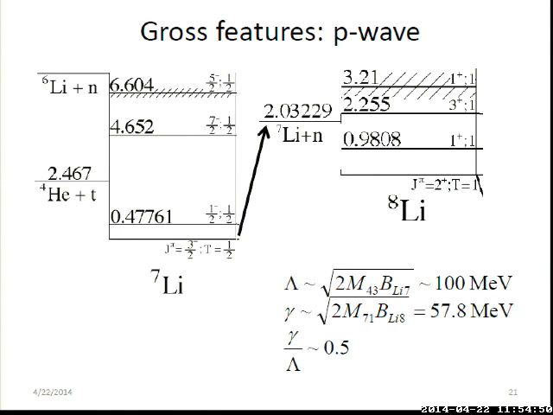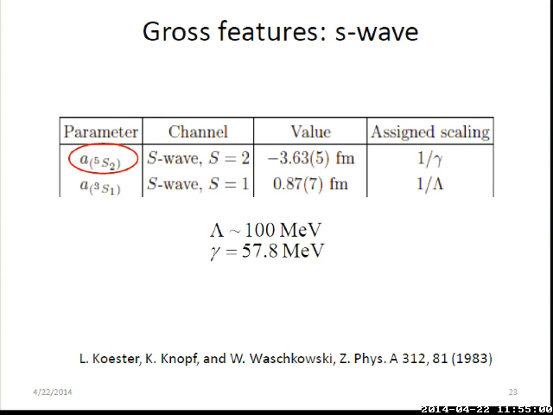So the characteristic feature for the P wave in our problem is that it has a shallow P-wave bound state. For the S wave, I will come back to why we have two channels, but right now I just want to point out that in one particular channel we have a large negative scattering length. And that's what you want to reproduce in your EFT. So we can associate this number as a scale like 1 over gamma. Numerically, it agrees. And this is what you want to take away from this slide.